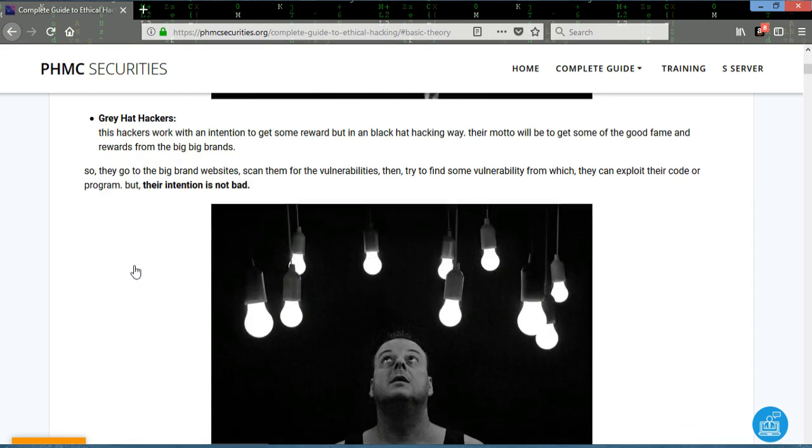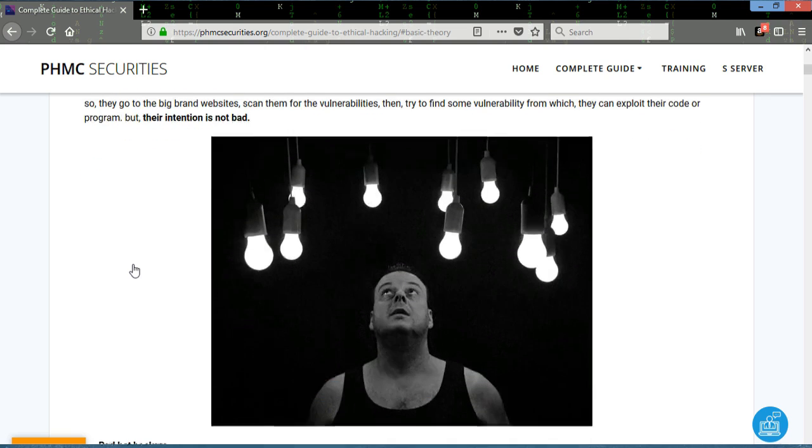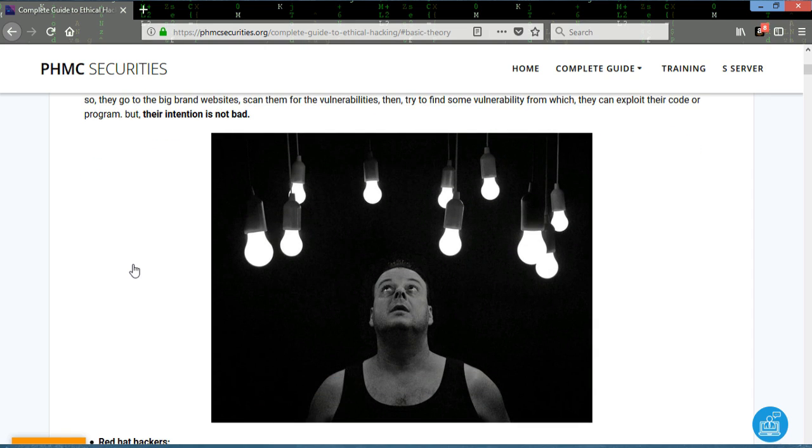Okay, gray hat is a very complicated term, but the definition in PHMC securities is that a gray hat is a person who has a good intention. So his intention is not bad, and he's trying to find the vulnerabilities. He's trying to exploit some kind of program and code, but only for recognition and for monetary gains. So as a white hat hacker has all the permissions, a gray hat hacker does not have any permission, but still he is working on the system.